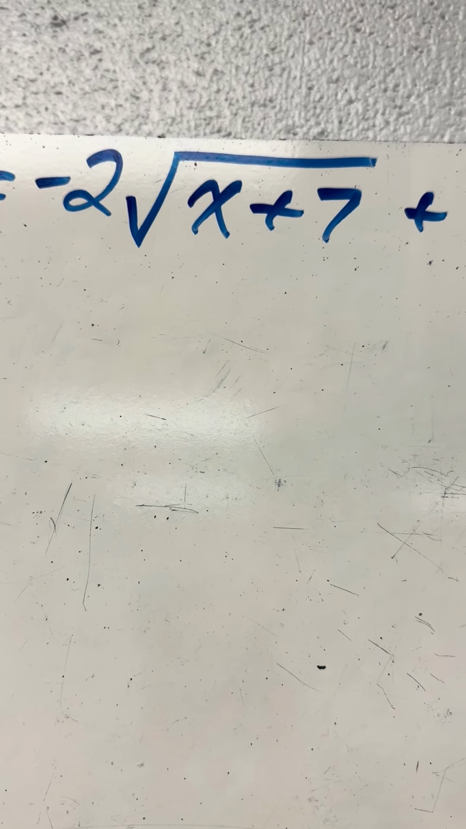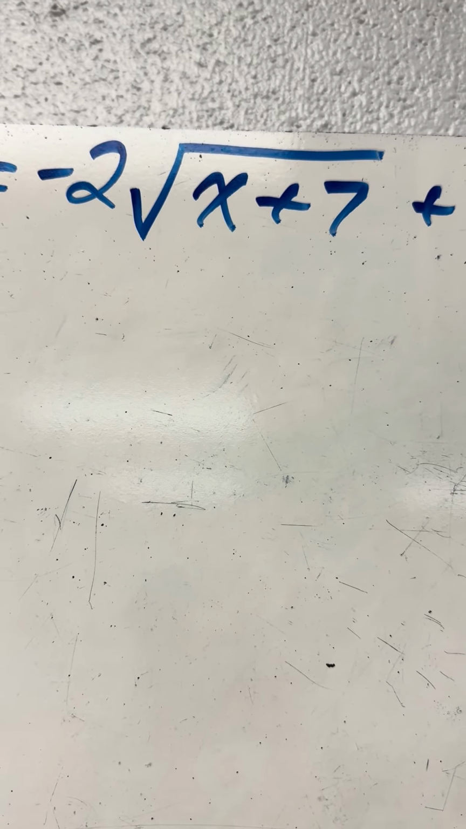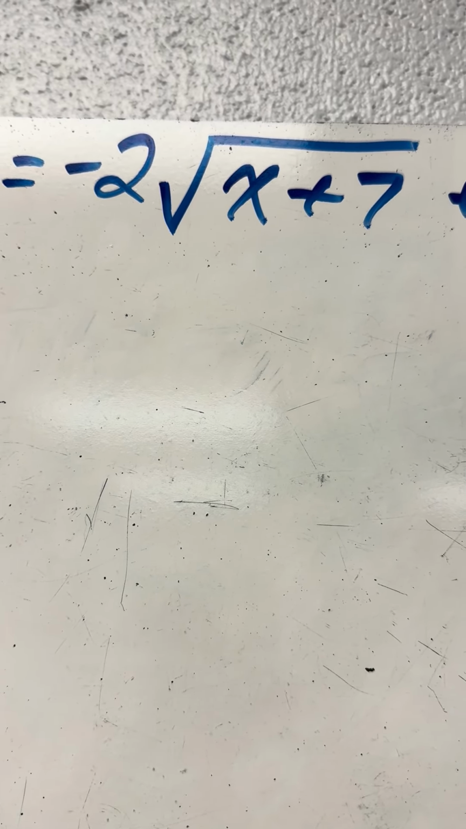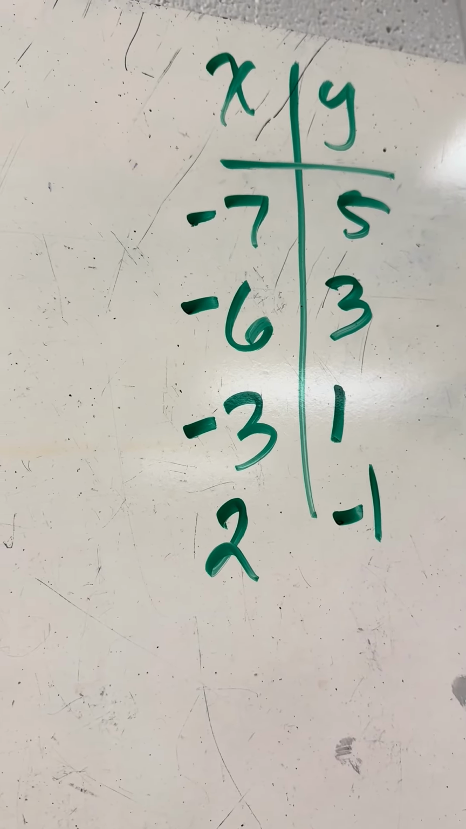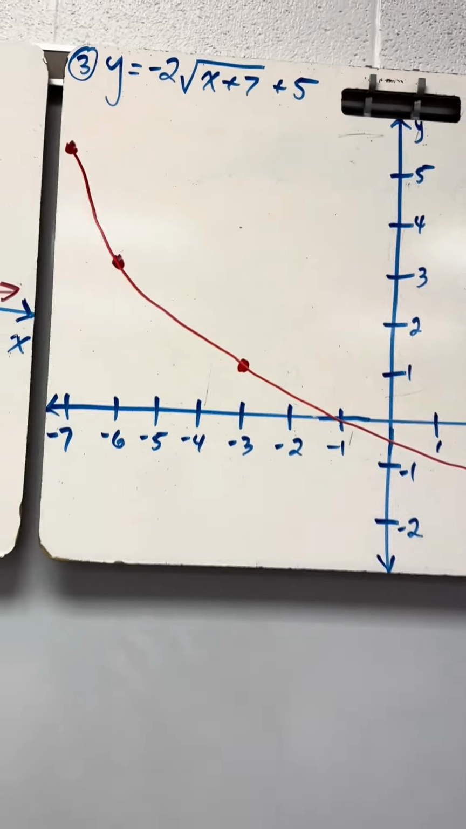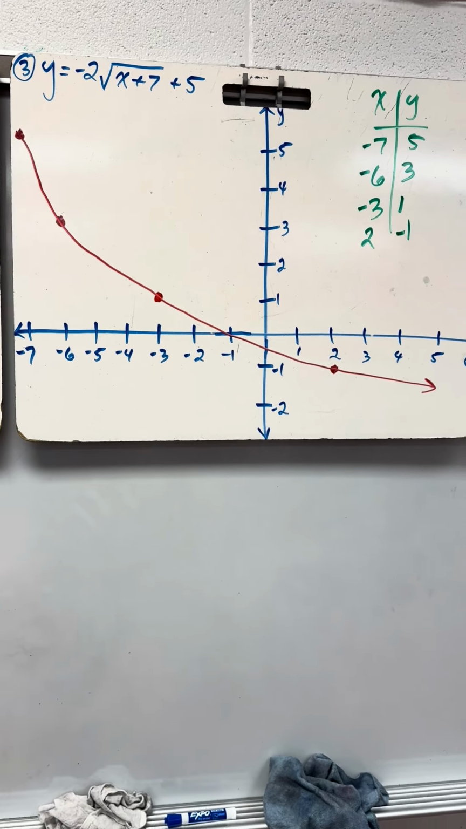What number do I put in order to get 4? I put in -3. What number do I put in order to get 9? I put in 2. Okay? So I get these points, I plot them and graph them.